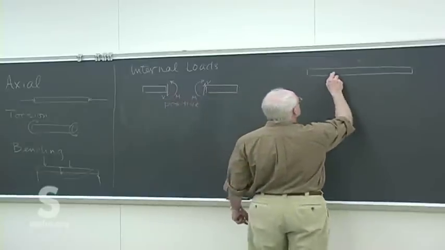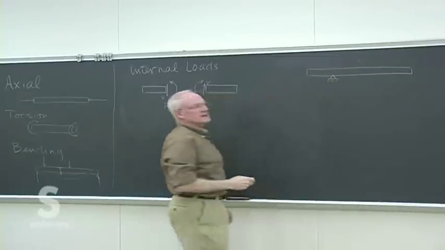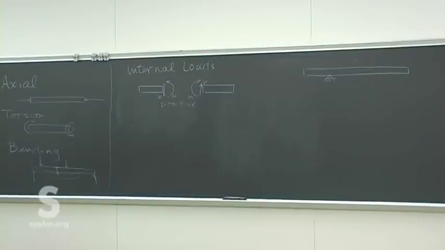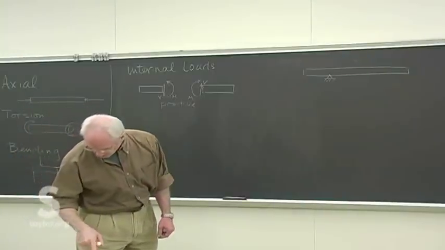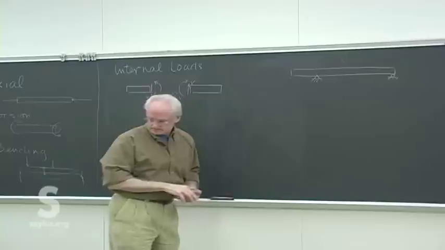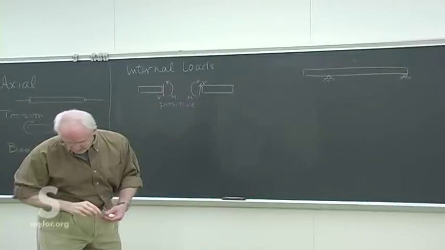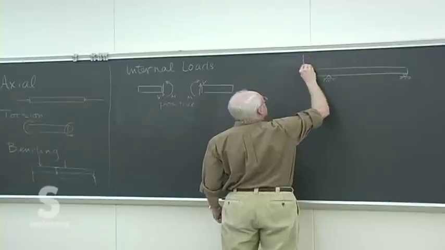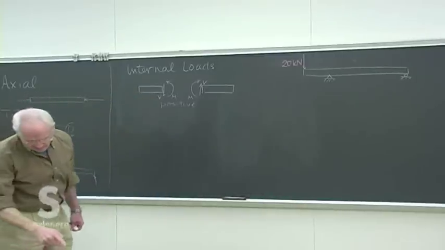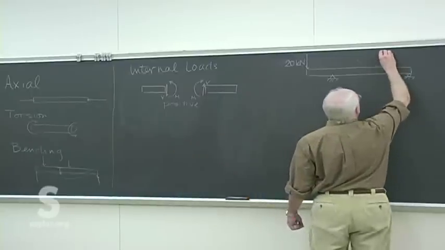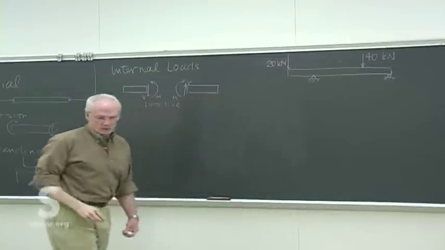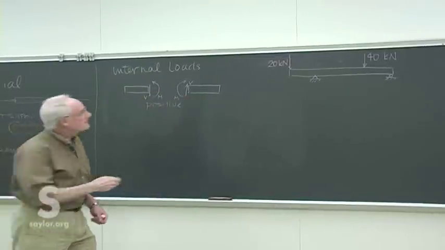So, someplace here, we'll put a pin. Now remember, all that does is keep the beam from either going up and down or left and right, but it doesn't keep it from turning. That's a simple pin support. And then we'll put a roller support right at that end. And then the loading that we'll put with this is a 20 kilonewton load there, and then not quite in between, a little bit to one side between the two supports, a 40 kilonewton load there, and the distances between each of these spots.